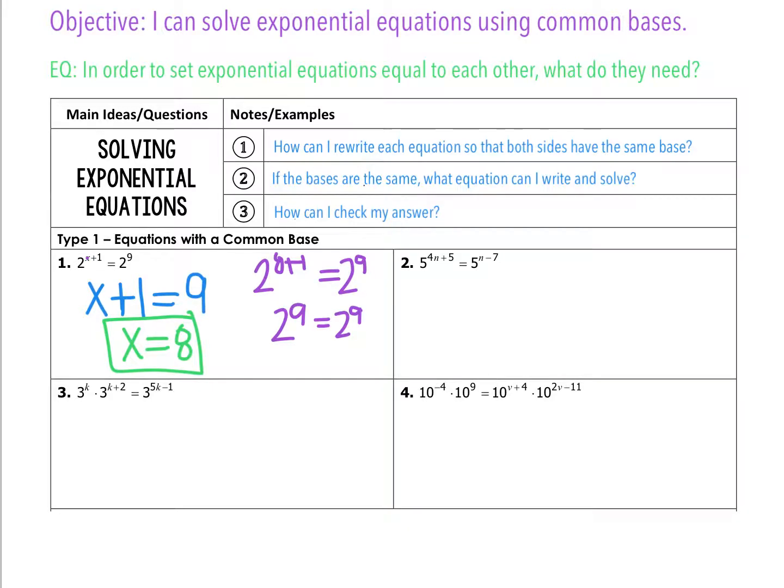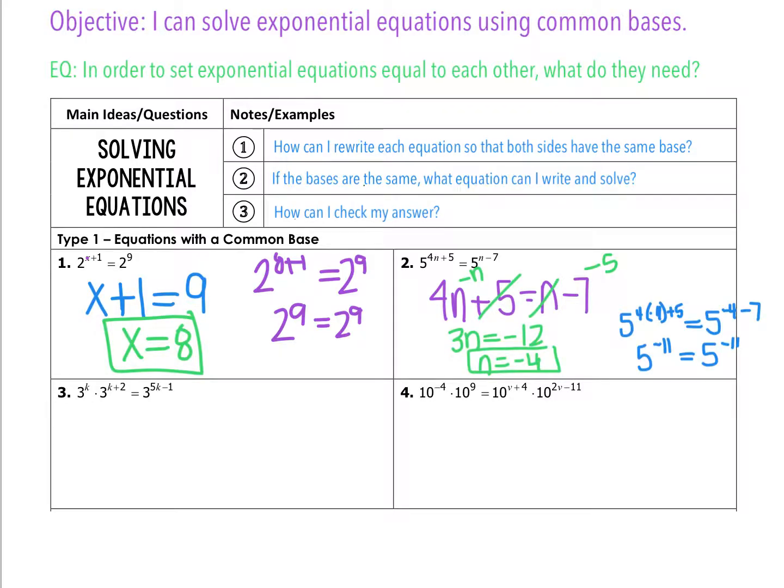All right, so let's look at example 2. I have 5 to the 4n plus 5 power equals 5 to the n minus 7. They both have the same base, so I don't need to worry about question 1. So question 2, if the bases are the same, what equation can I write and solve? Go ahead and pause the video and see if you can write the correct equation. Hopefully you got 4n plus 5 equals n minus 7, because they have the same base, and I'm looking for the value of n that will make those exponents the same. Go ahead and pause the video, solve, and check your answer.